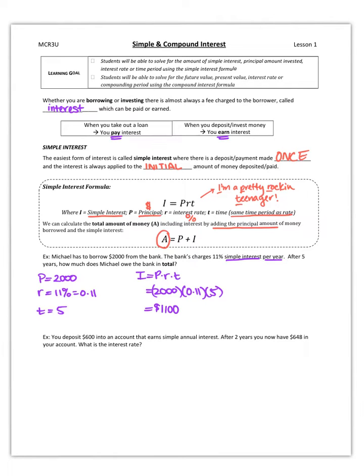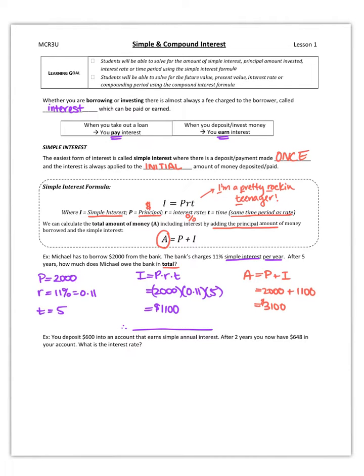$1,100. Now this amount just represents the interest that Michael owes the bank, but we want to know how much he owes in total. So one extra little step, we just have to find the total by adding the principal back to the interest that we owe. So in total, Michael owes $3,100. And we'll finish up this question by writing your conclusion sentence.